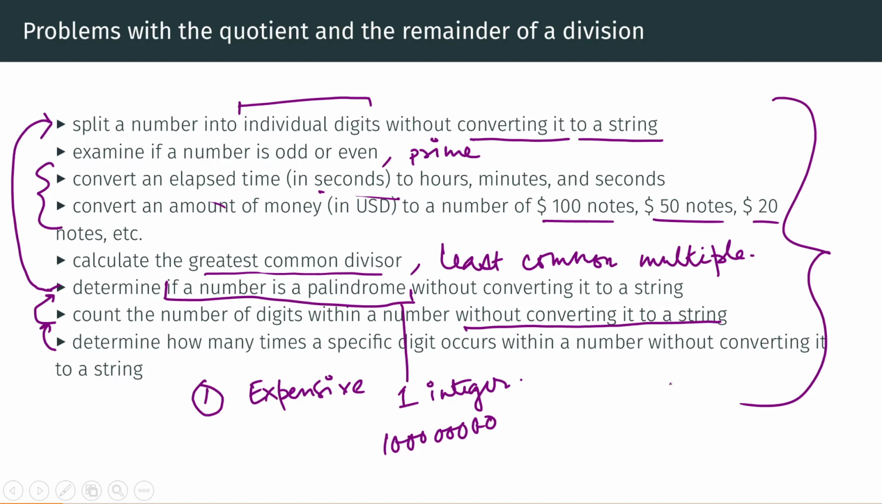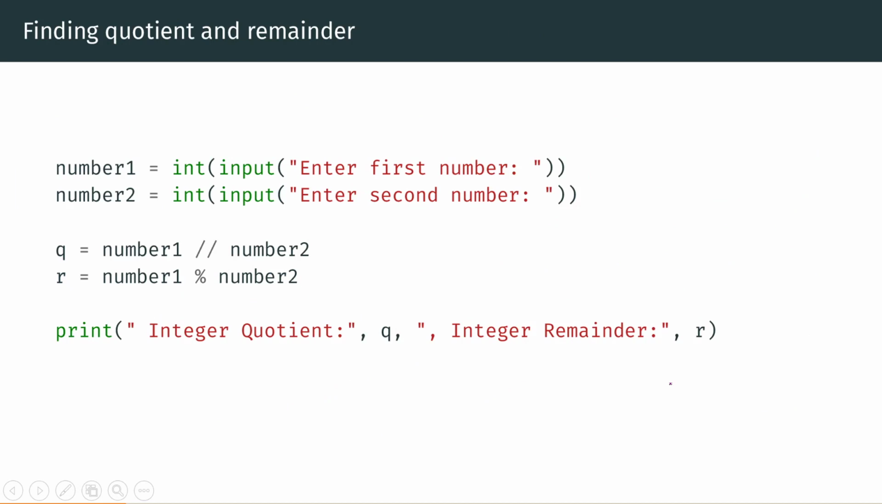So let's start talking about the quotient and remainder. This program is quite simple. It asks you to enter two numbers, and then it finds the quotient and remainder.